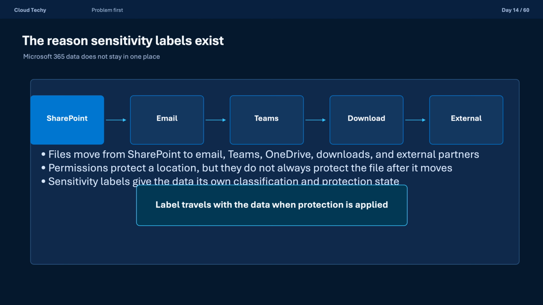Sensitivity labels solve that by attaching classification and, when configured, protection directly to the content or to the workspace. That is why Microsoft describes sensitivity labels as a way to classify and protect organizational data while preserving productivity and collaboration.